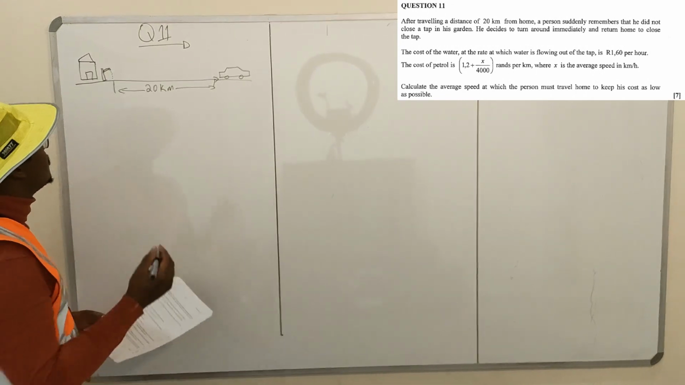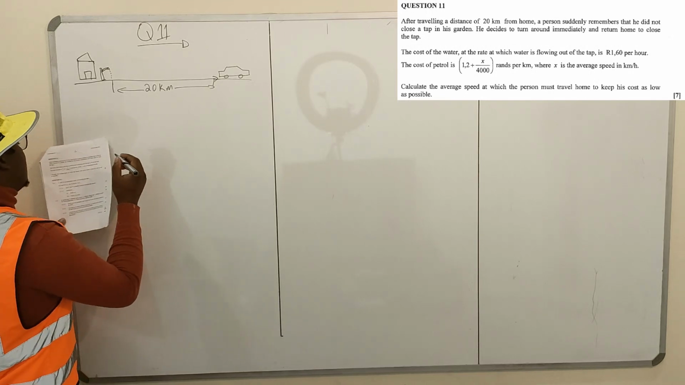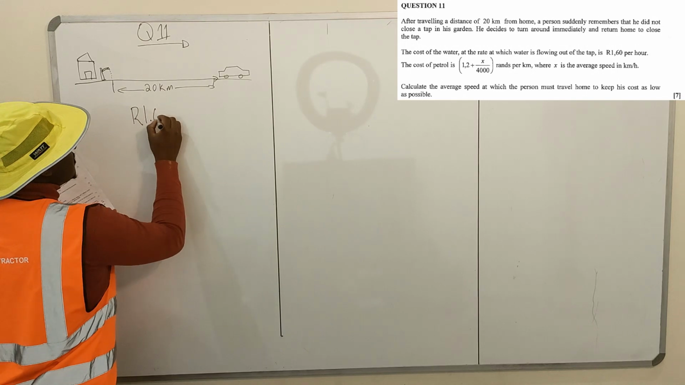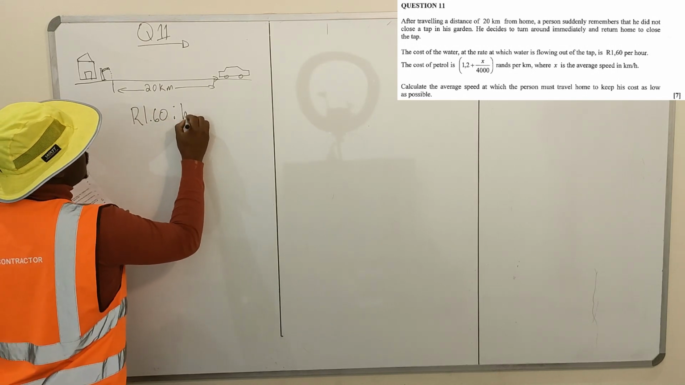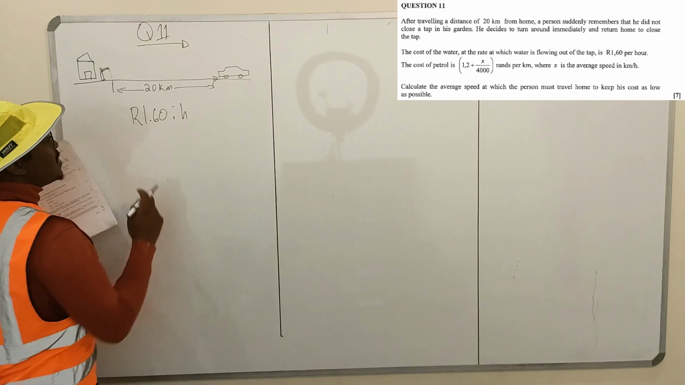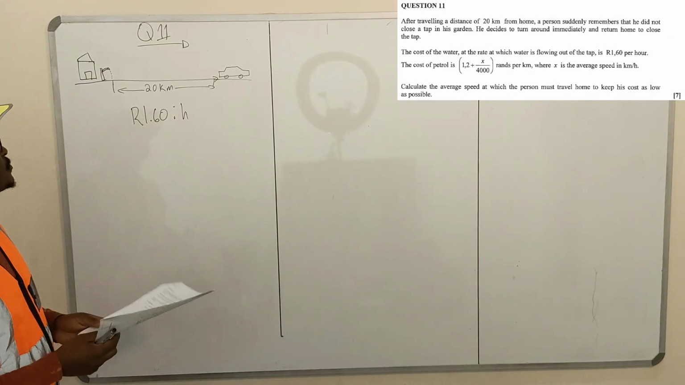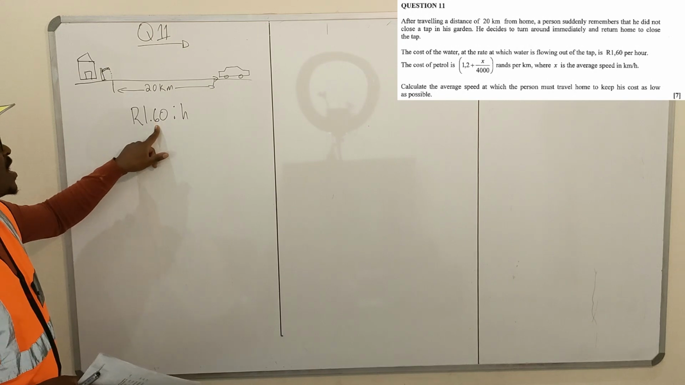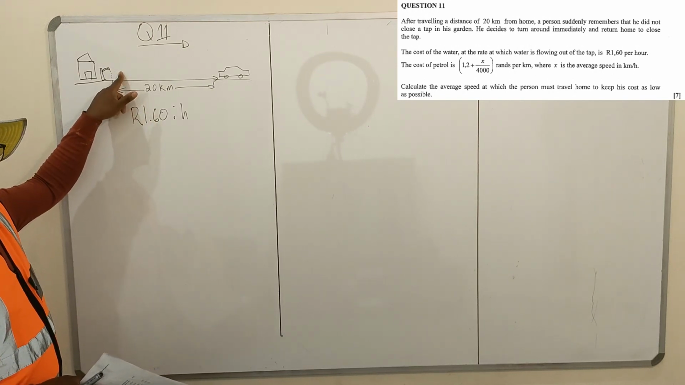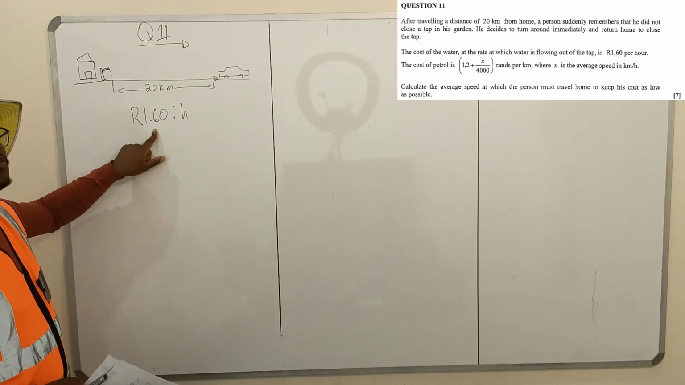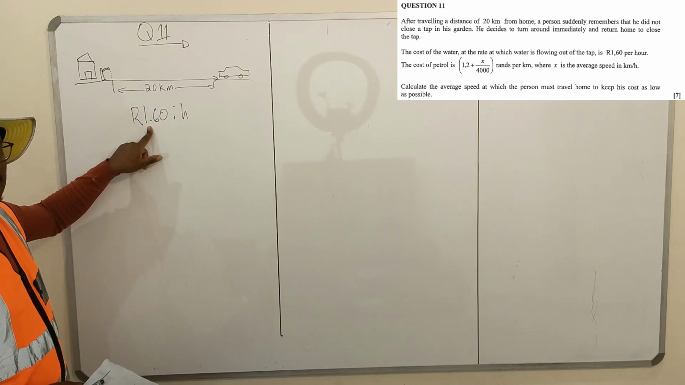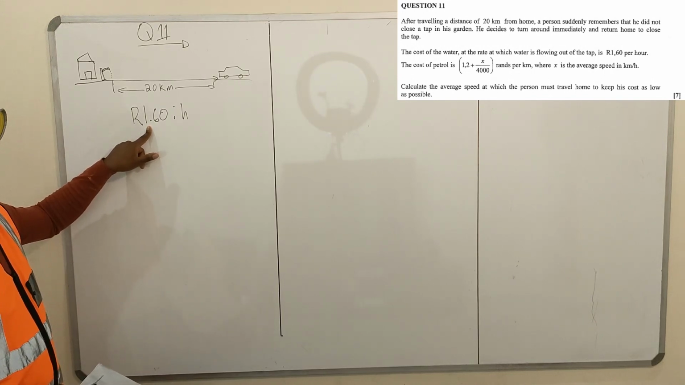So we are told that the cost of water is R1.60 per hour, right? So we're told that this guy is losing R1.60 per hour at the rate at which the water is flowing, which means after an hour he will have to pay this much for water that is lost or water that is used.